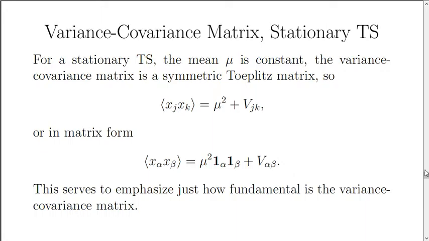For a stationary time series, the mean is constant. I'll call it some constant mu. The variance-covariance matrix is a symmetric Toeplitz matrix. So we can say that the expected value of the product of two quantities is their mean squared plus the variance-covariance matrix. Here it is in matrix form, which is the same except that we're just thinking of things as being vectors and matrices, which is why I've used the unit vector. Now, this serves to emphasize just how fundamental is the variance-covariance matrix.